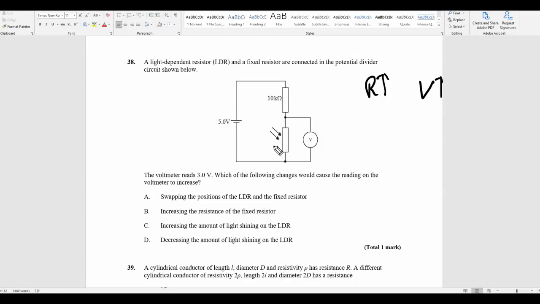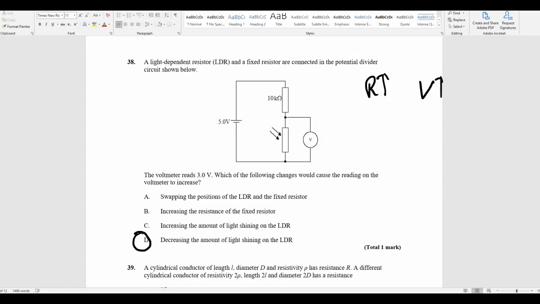All right, so for the LDR, in order for the voltage to go up, we need the resistance of the LDR to also increase. Okay, now how do you do that? Well, shining a light on an LDR is going to decrease the resistance. Okay, so the opposite of that would be decreasing the amount of light shining on the LDR, and the answer would be D. Now let's take a look at why the other ones would not work.